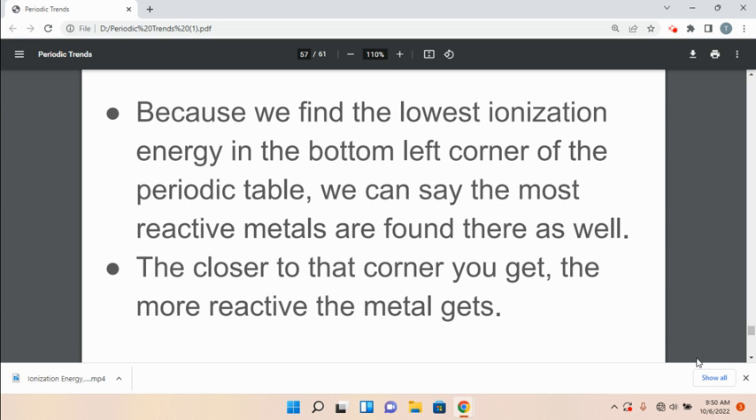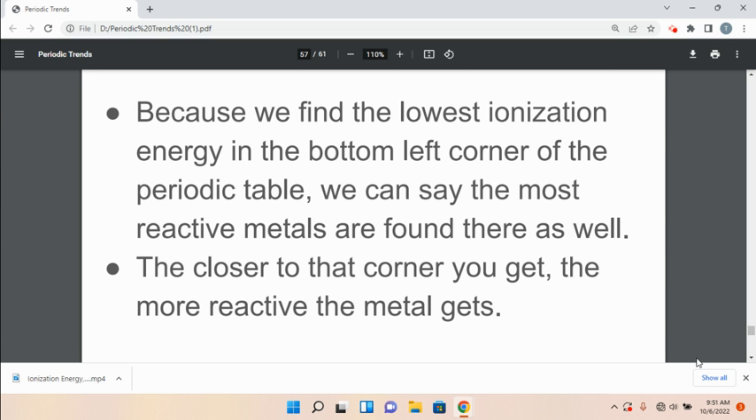Group 2, the alkaline earth metals, will react with water, but only under certain conditions. When you get into the transition metals, they really don't react much with water. You see that reactivity decrease as you move over to the right. Your most reactive group is group 1, the one that's furthest to the left. Within that group, the reactivity will increase as you go down.